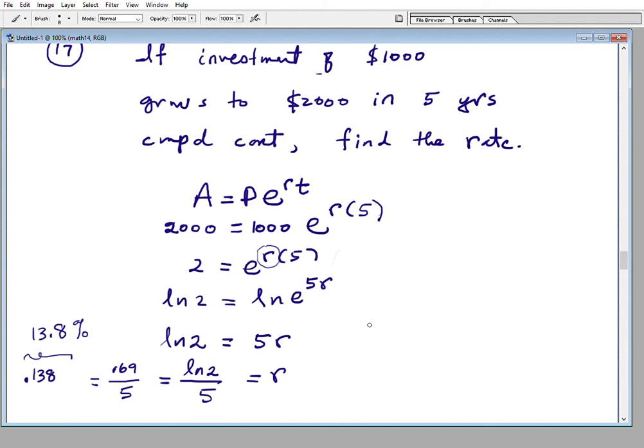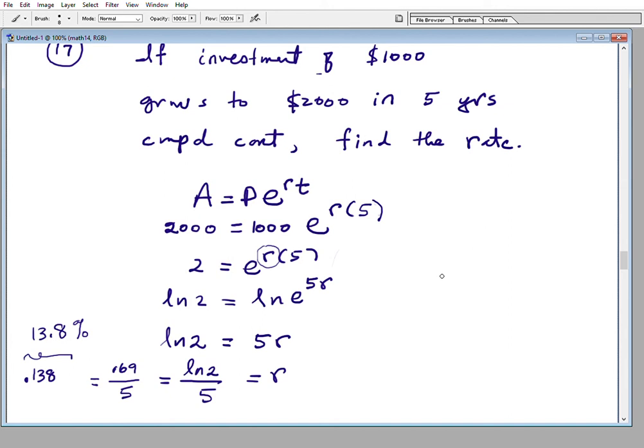You could remember, like a lot of people remember, the rule that at 7%, your money doubles in 10 years. So here we're saying at 7%, your money doubles in 10 years. So here we're saying doubles in 5 years. So it has to be a lot more than 7%. In fact, it's double. The rate has to be double the 7%. This is about 14% in order for the money to double in 5 years.